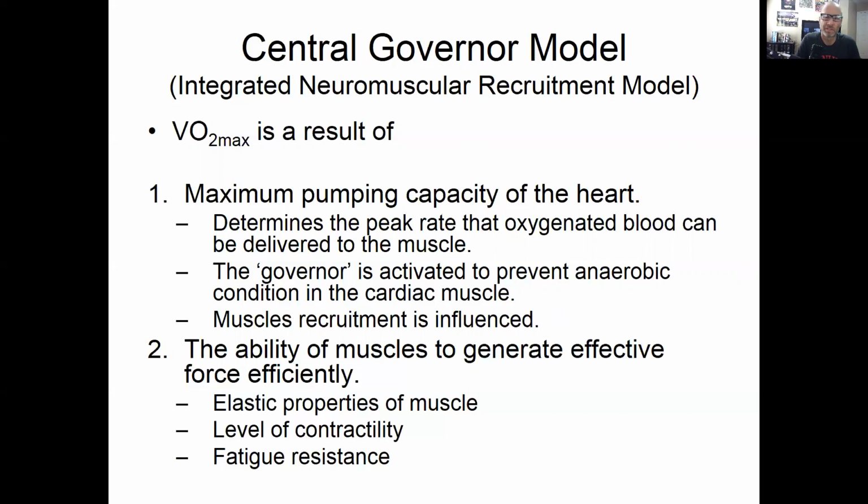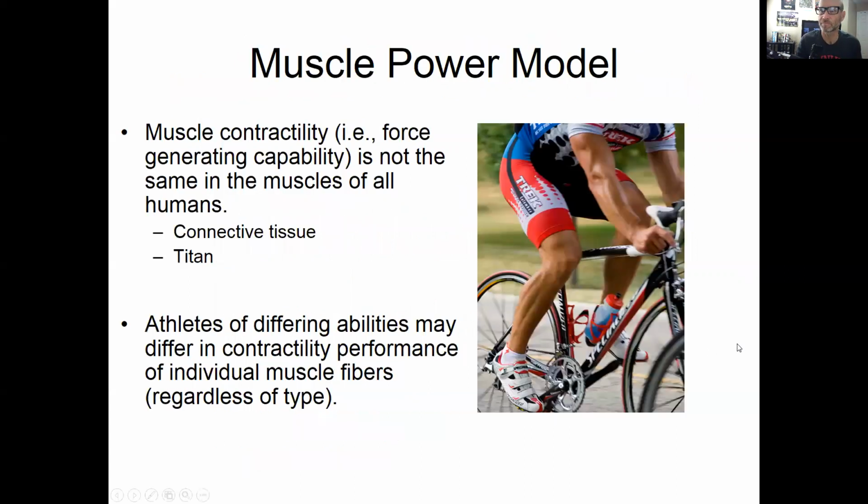The level of contractility, and this is important, is that Noakes raises the issue that different people and different muscles may have different levels of contractility. That is, some people's muscles just may be able to contract better than others. And of course, muscles may be more fatigue resistant in one person or another. So he introduces this other model. So now we have the cardiovascular anaerobic model, we have the central governor model, and now he stipulates this model, the muscle power model. What this model explains is that an individual's ability to generate force may be because their muscles are simply better at contracting.